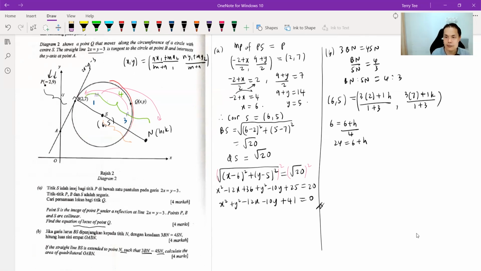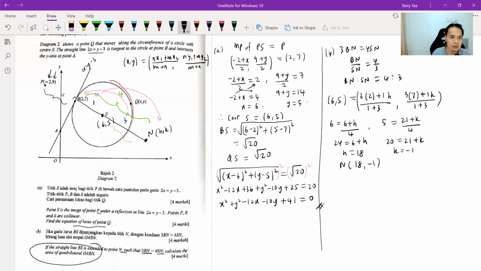Okay, let me write over here. Now, for my y coordinate, I have 5 equals (21 plus k) over 4. This is 20 equals 21 plus k. My k is -1. So I've got my x coordinate and my y coordinate. I know coordinate point N is (18, -1). But guys, I want to find the area of quadrilateral OABN. Okay, so I've got all this already. Where's OABN? So I know N, right? My N is now (18, -1).